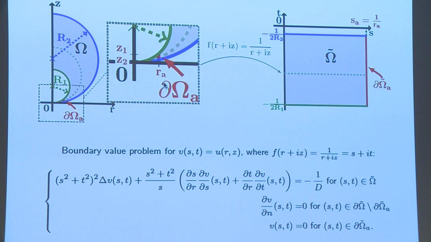So setting v of s,t equal u of r,theta, we can now consider the equation in the map domain, which is a much simpler domain, because at the first order it's like a rectangular domain. The equation is much more complicated because it captures the geometry of the problem in omega, but still the domain now is much easier, and we get this equation. We have the reflection dv/dn again on the blue, black, and green boundaries, and the absorption on the red boundary.